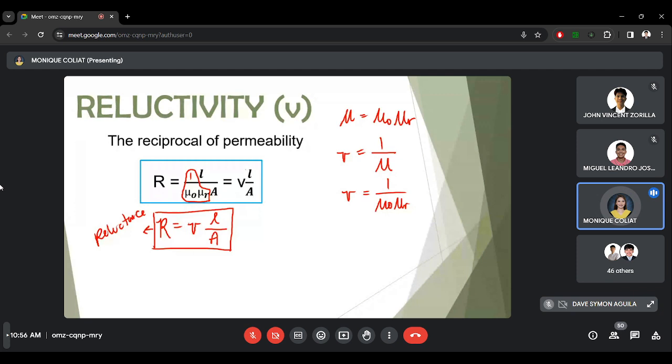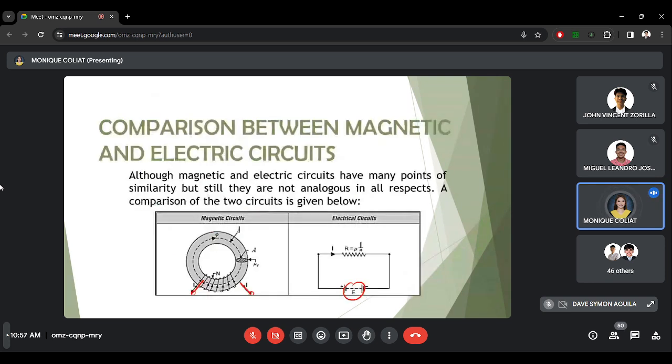We insert reluctivity into reluctance because it has an equivalent. Again, this is reluctance, not reluctivity. Reluctivity is like the V, instead of the electricity flowing. So, that is your reluctance.